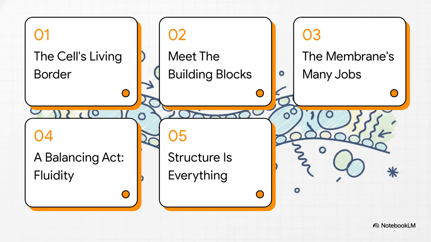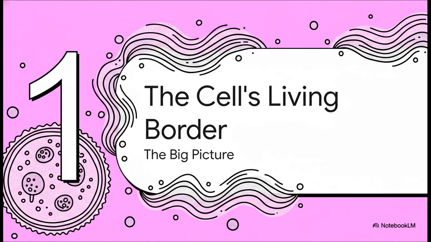So, here's our game plan. First, we'll tackle the big picture, what this living border is all about. Then we're going to meet the actual building blocks. After that, we'll dive into all the different jobs it has. Then we'll get into this amazing balancing act called fluidity. And finally, we'll see how its structure is the key to, well, everything. Let's do it. All right, section 1, the cell's living border.